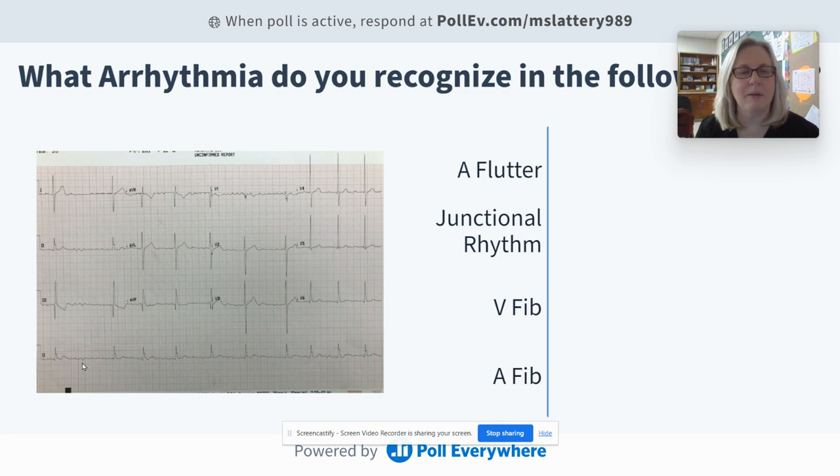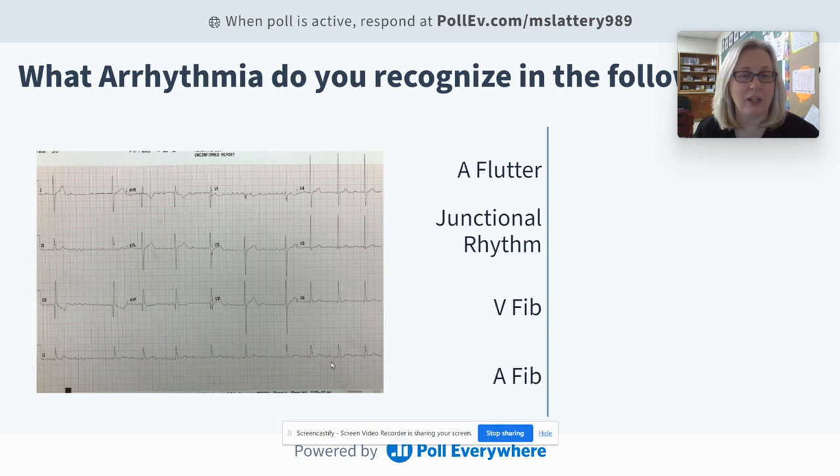Okay, as I look across the bottom, I see that this is definitely irregular, right? It's not very fast either. 1, 2, 3, 4, 5, 6, 7, 8, 9, 10 times 6 is 60. So the heart rate's 60. It's not super fast. So it can't be an RVR.